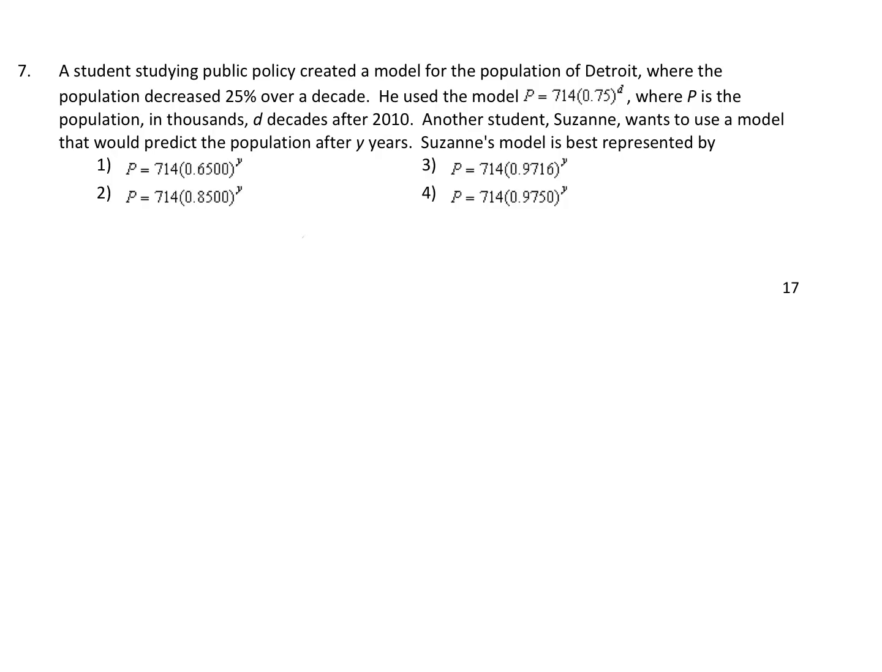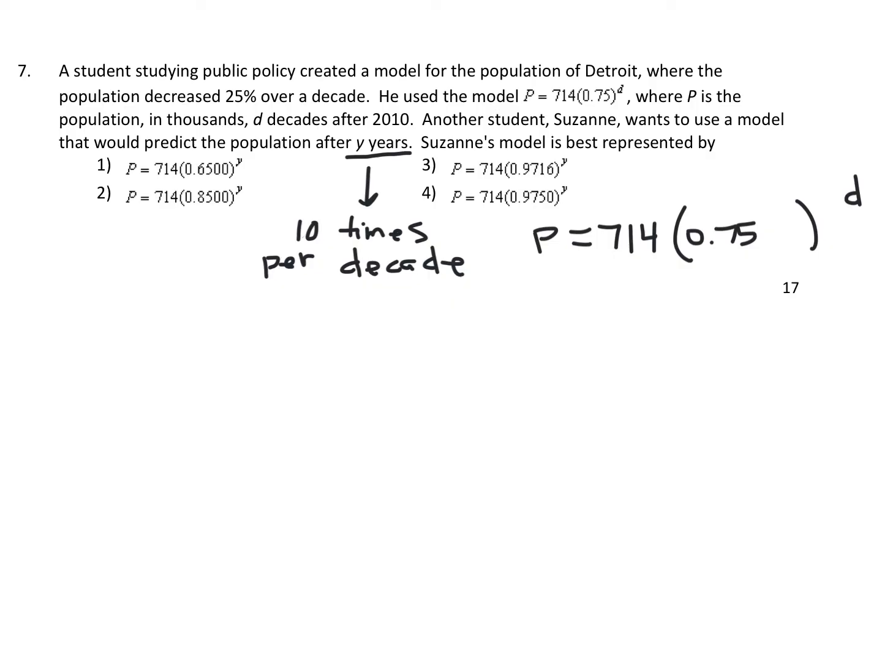Okay, number 7 is similar to the last one. It's just a different situation. So we're given this model right here, and D, they say, represents decades. Now, what they want us to do is change this to years, right? They want us to figure out really the decay rate in population in terms of years instead of decades. Okay, so there are 10 years in a decade, right? So basically, a year happens 10 times per decade.